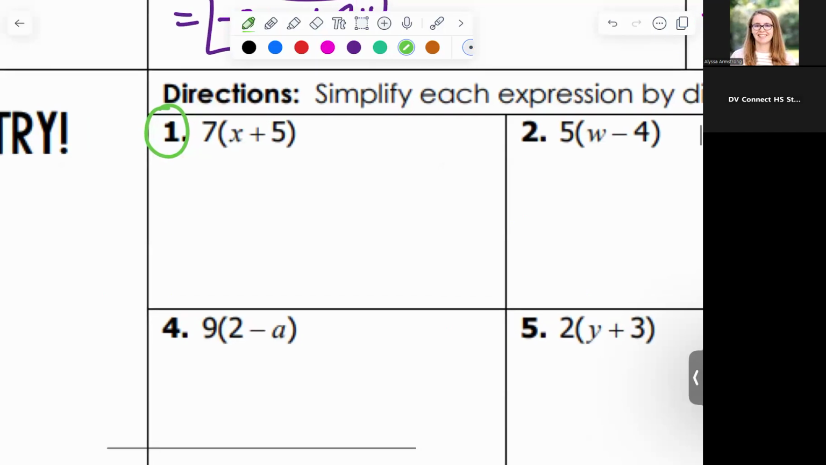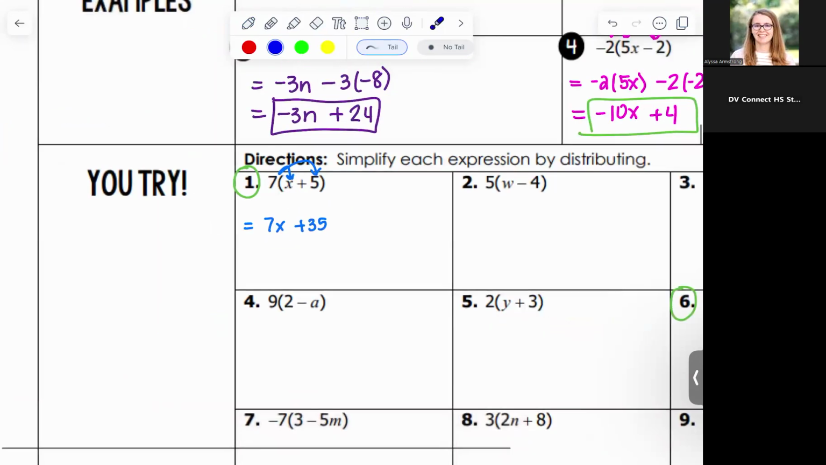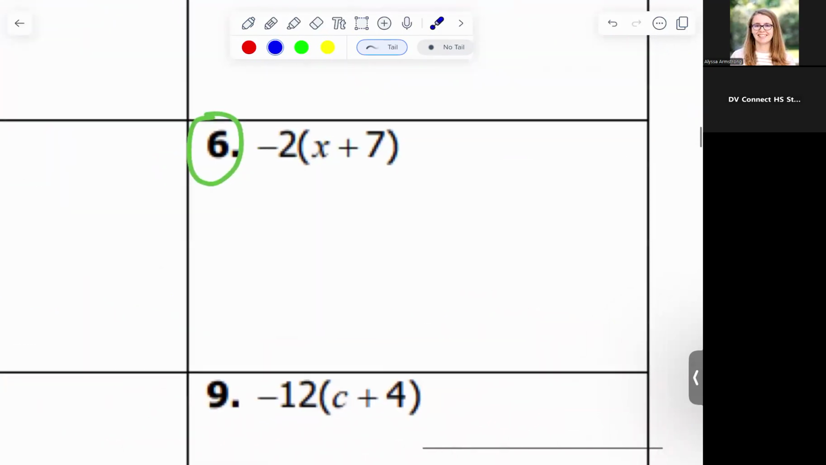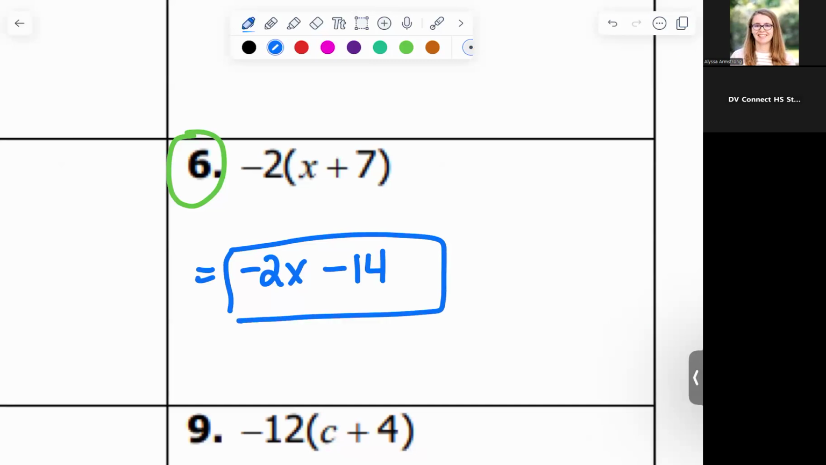Let's go ahead and go through number 1. The answer here should be 7x plus 35. Again, you are distributing that 7 to both terms. 7 times x gives you 7x, and then 7 times 5 gives you that plus 35. Problem 6, same concept. You should have -2x minus 14 as your answer. Remember to distribute that negative, not just the 2.